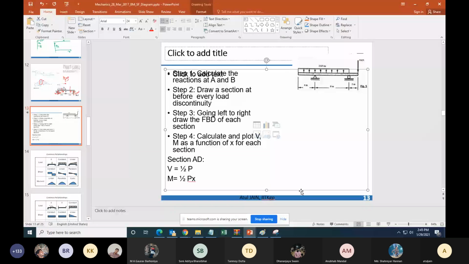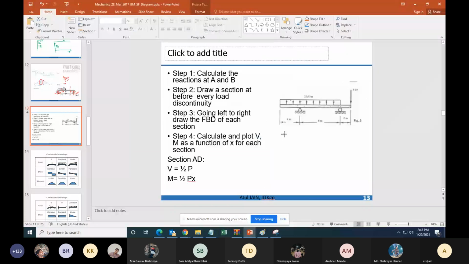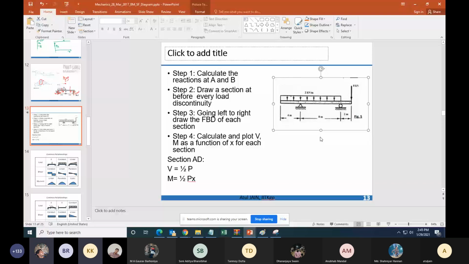Okay, so please do it step by step. What are the reactions? Tell me, tell everybody. Sir, at the pin it is 7 and 13. 2 into 12 is 24, 24 plus 8 is 32. 7 and 13 you are saying, yes? 7 and 13 is 20.